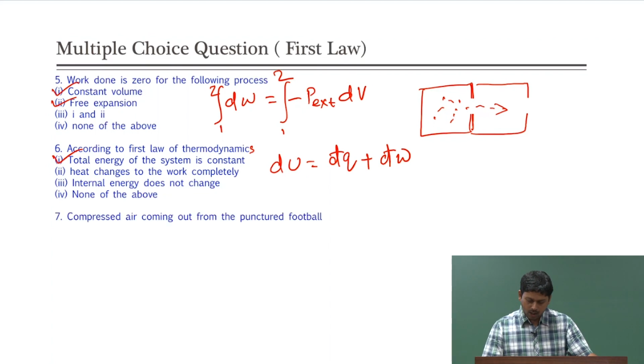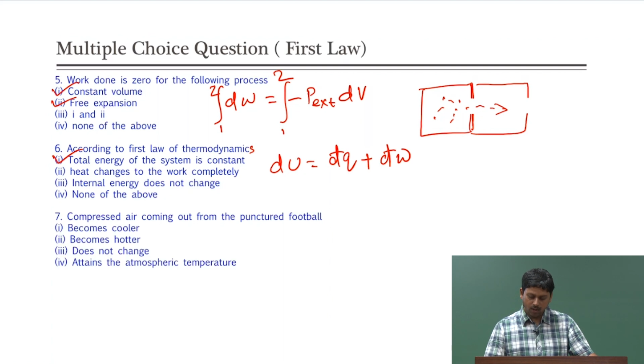So, seventh question: compressed air coming out of a punctured football becomes cooler, becomes hotter, does not change, or attains the atmospheric temperature. Although we know that the air inside the football is actually a real gas and not an ideal gas, we can understand this kind of conceptual question by taking an equivalent approach with an ideal gas system, because a real gas will be difficult. So, let us consider that an ideal gas were inside a football and it came out, what would have happened?